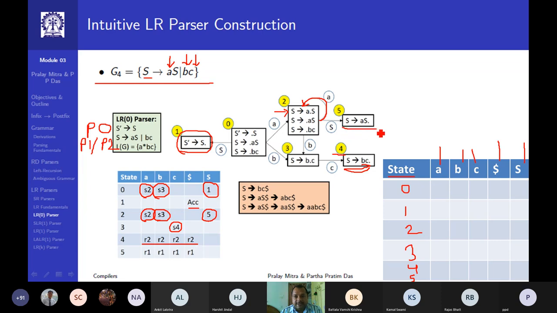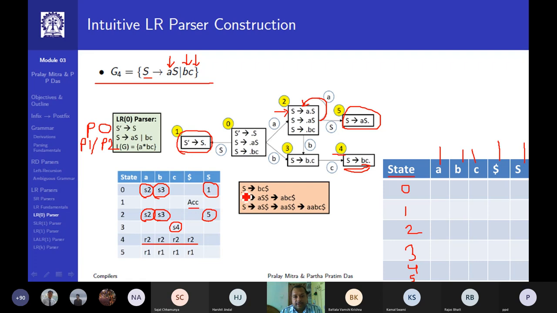When I am at state 5, then I will reduce. I got AS on the right hand side, which I can realize. So I will reduce by production rule P1. That's why R1 for all the terminal symbols.